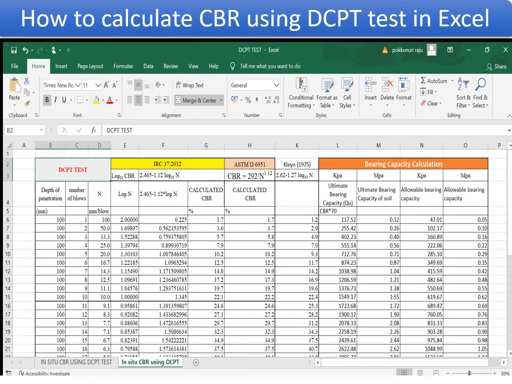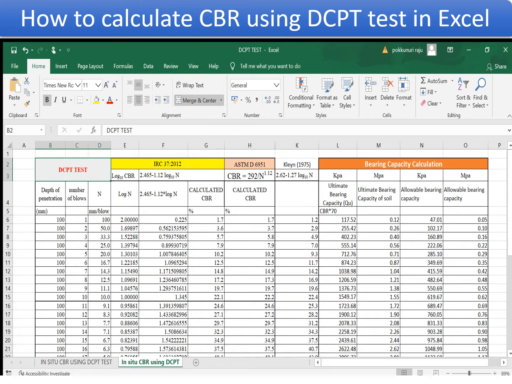So this is the Excel sheet where we have captured the data from the DCPT test, that is, depth of penetration and number of blows to penetrate the soil through 100 millimeters depth. Now, based on these data and using the IRC37 equation or the ASTM D6951 equation, we try to predict the CBR of the soil, because DCPT doesn't give you CBR values directly, but it will help you to calculate the CBR of the soil depending on the N value obtained through the DCPT test.